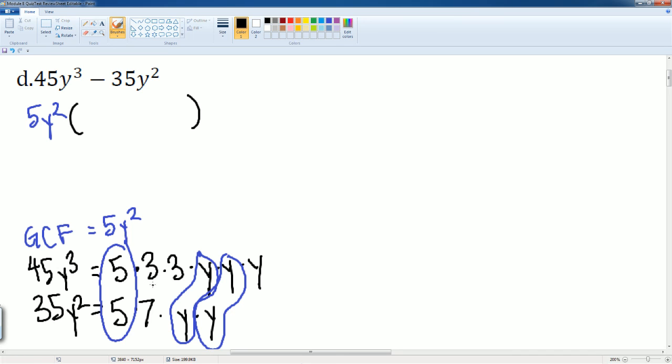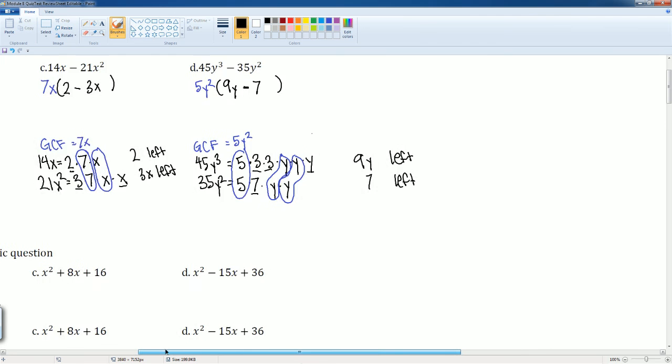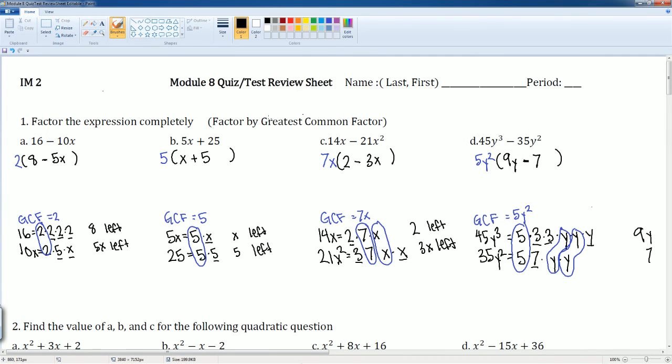So what is left from the 45y cubed? So a 3, 3, and a y. So that's 9y left over from the 45y cubed. And a 7 is left over here from the 35y squared. So 9y is left over minus 7. So that 9y minus 7 is left over. So that's what it looks like after you've completely factored, right? So there you go. That is how you factor using the greatest common factor.